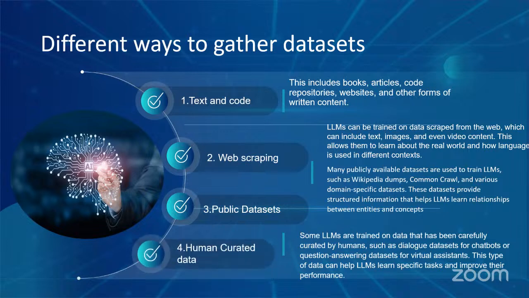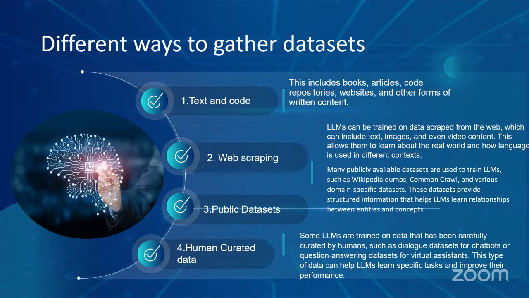Then we have human-curated data. Some LLMs are trained on data that has been carefully curated by humans, such as dialogue datasets, chatbot datasets, or question answering datasets. For example, we as humans give some prompts, and from those prompts something is generated. That dataset can be useful for creating chatbots, for question answering tasks, and for virtual assistants. These types of data can help the LLM learn specific tasks to improve its performance.